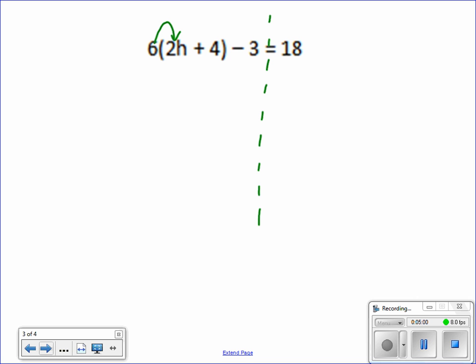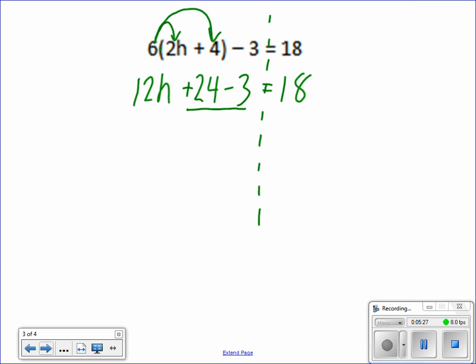So I'm going to distribute the 6. 6 times 2h is 12h. 6 times plus 4 is plus 24. And we have a minus 3, still equals 18. I did not add anything new. I did not put anything new on that side. All I did was do the times 6 right there. That's all I did. So I don't have to do anything to the right-hand side.